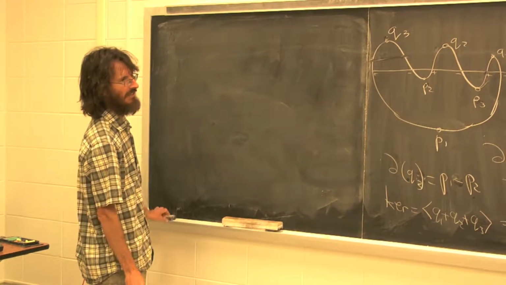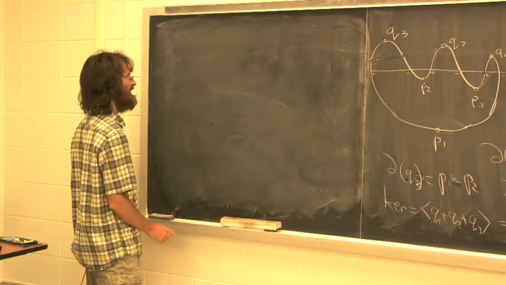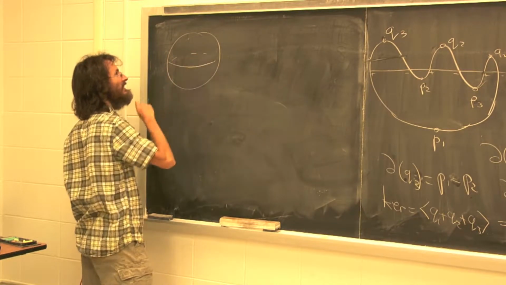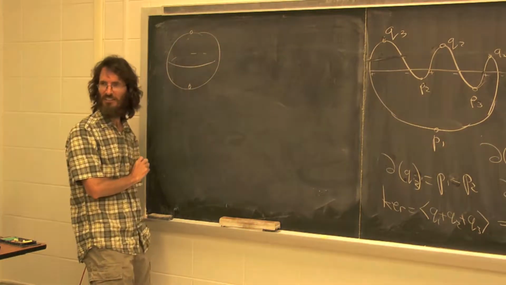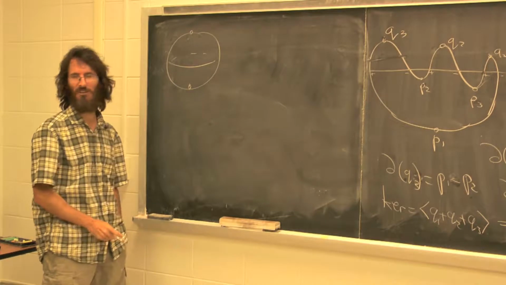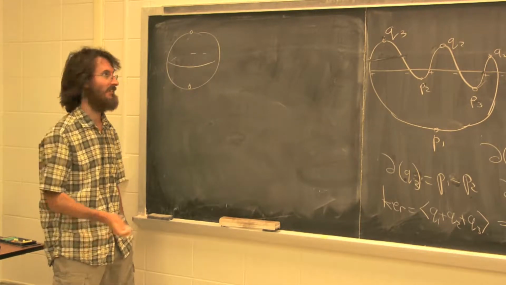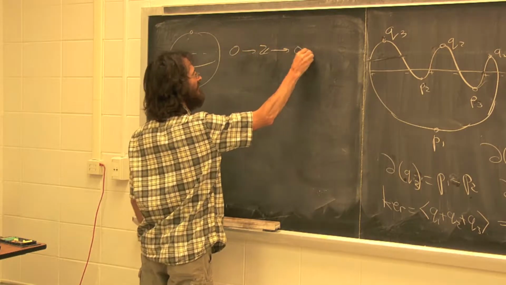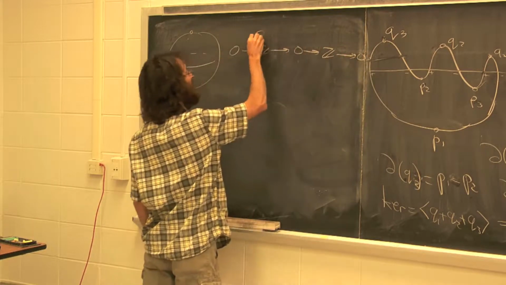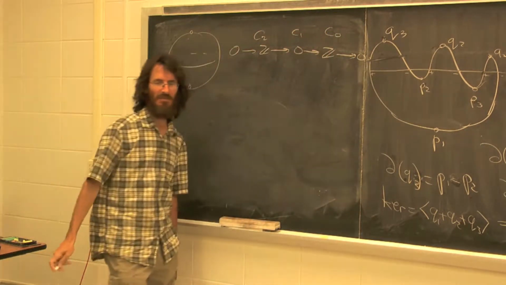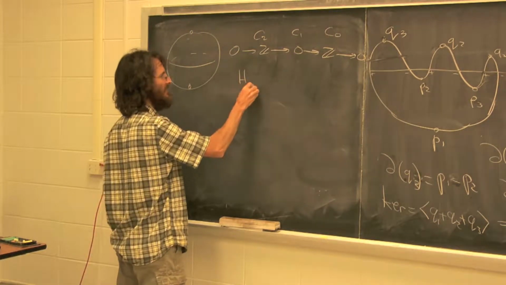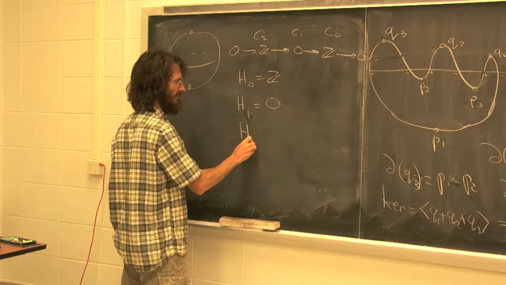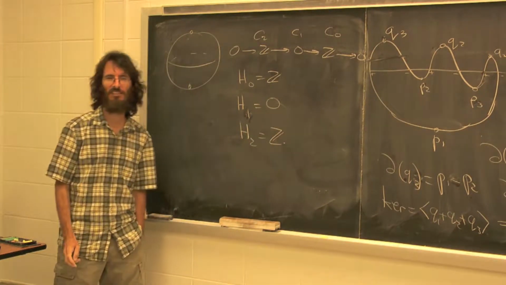Okay, so let's do a two-dimensional example. Again, we'll start with a simple one. That's straightforward, right? Index 0, index 2, there's not even any index 1 things. So anytime you have a missing index, you have 0 goes to Z, goes to 0, goes to Z, goes to 0. This is C2, C1, C0. So that immediately tells you that homology H0 is Z, H1 is 0, and H2 is Z. Any questions on that?